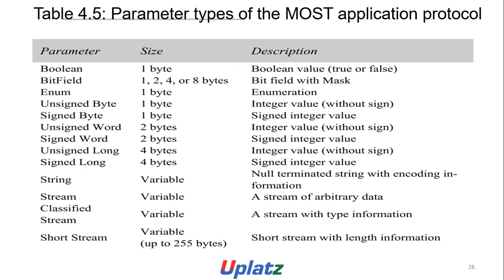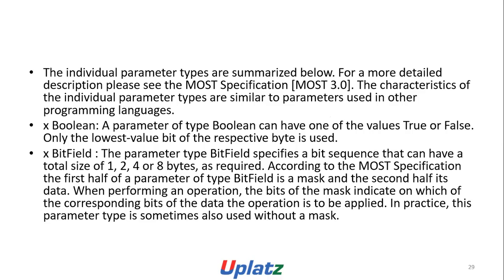signed byte, 1 byte, signed integer value; unsigned word, 2 bytes, integer value without sign; signed word, 2 bytes, signed integer value; unsigned long, 4 bytes, integer value without sign; signed long, 4 bytes, signed integer value; string, variable, null terminated string with encoding information; stream, variable, a stream of arbitrary data; classified stream, variable, a stream with type information; short stream, up to 255 bytes, short stream with length information. The individual parameter types are summarized below. For a more detailed description, please see the MOST specification 3.0.